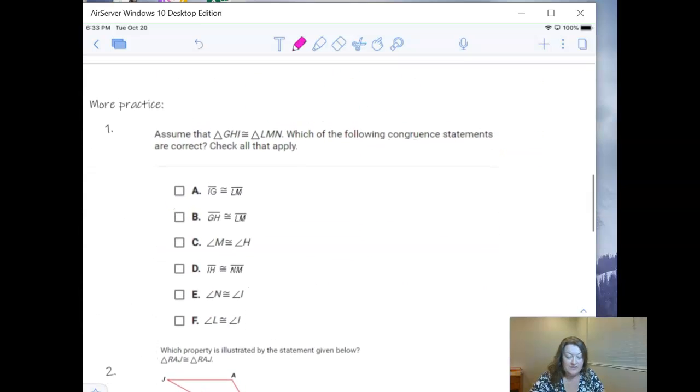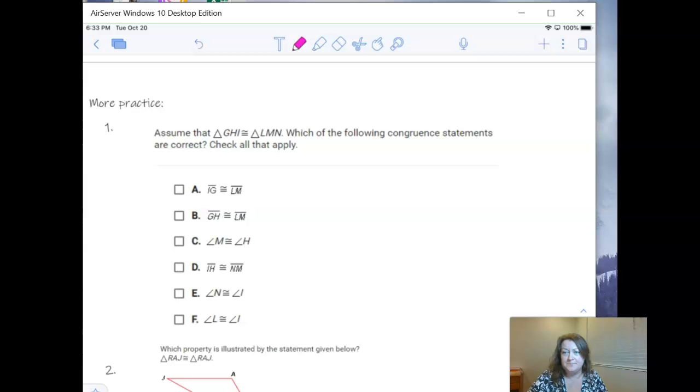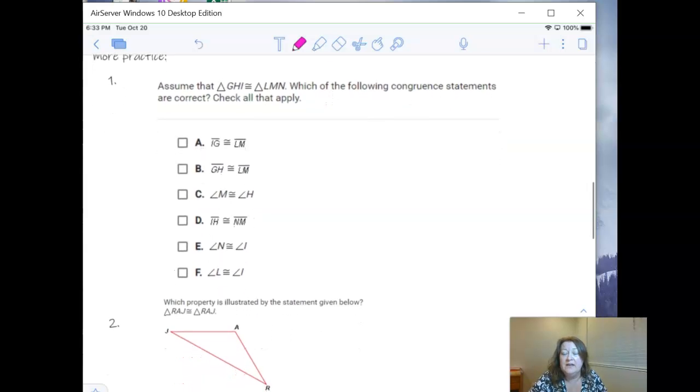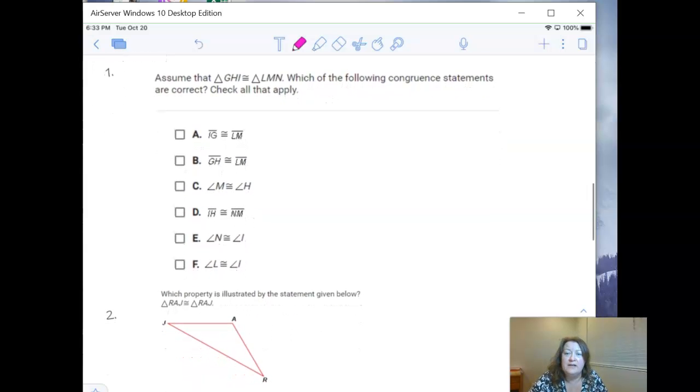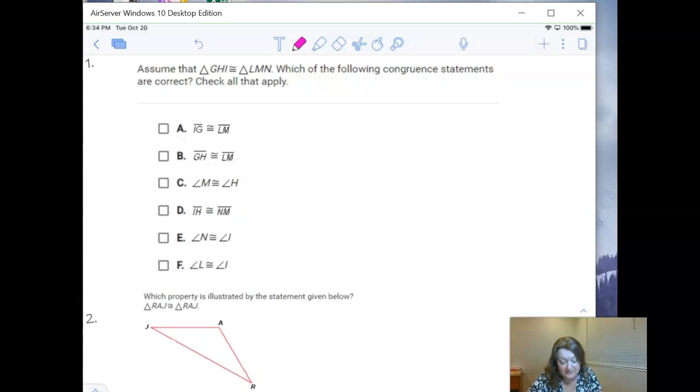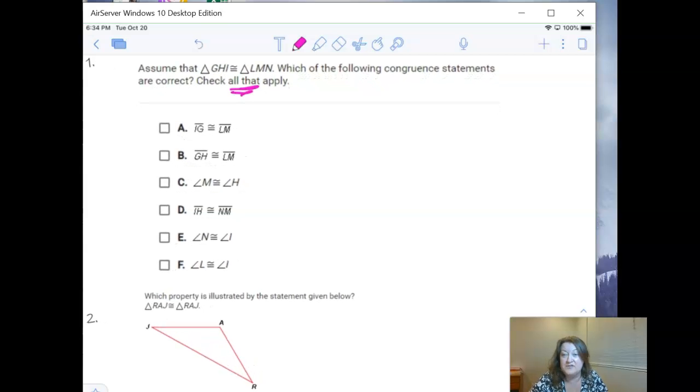Next, we're going to do a little bit of multiple choice practice together. Okay, so here is the first one. They are saying that we have two triangles that are congruent, GHI and LMN. Which of the following congruent statements are correct? And they said check all that apply. That means there's probably going to be more than one answer.